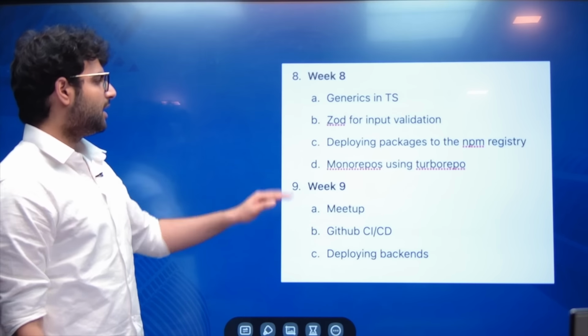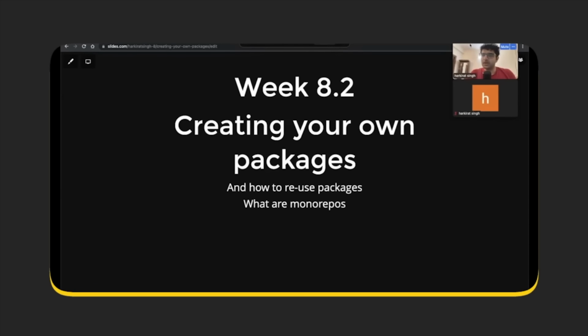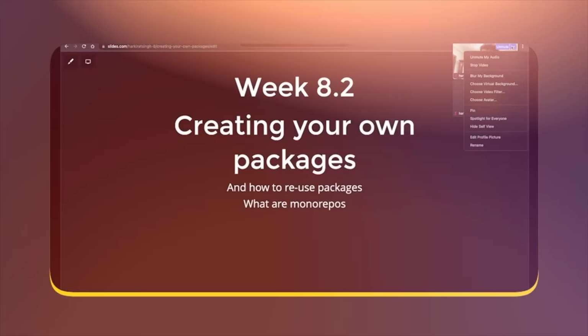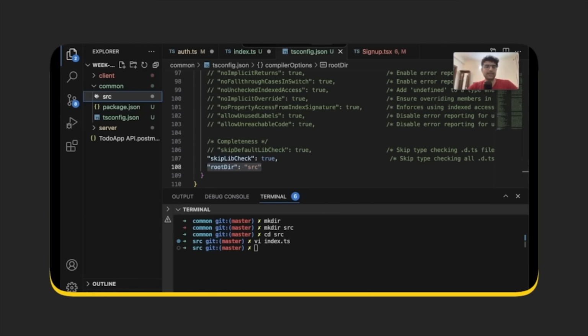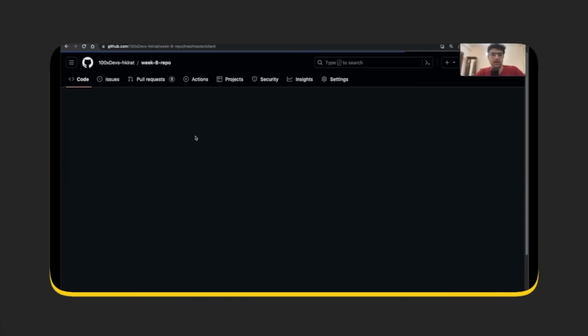Alrighty. Week 8 was some more advanced TypeScript, which is generics in TypeScript, and Zod for input validation, which is a library that is used everywhere out there and sort of confuses people a little.